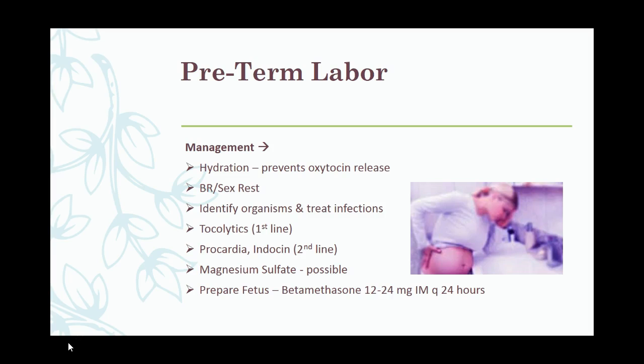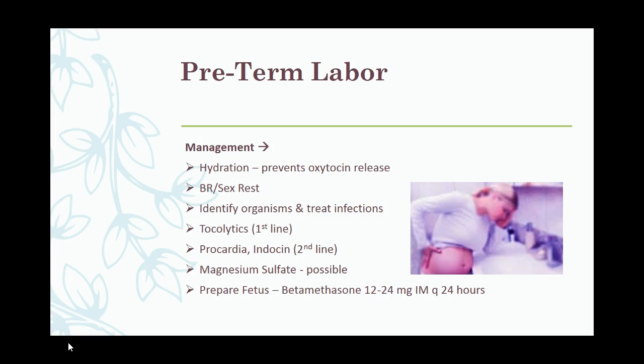The thing with terbutaline is that it will jack up your heart rate. So we have to be very careful that we monitor these individuals really closely. If their heart rate is greater than 100, we will not give terbutaline. Procardia and Indocin are our second line drugs of choice against preterm labor. These are often PO medications.